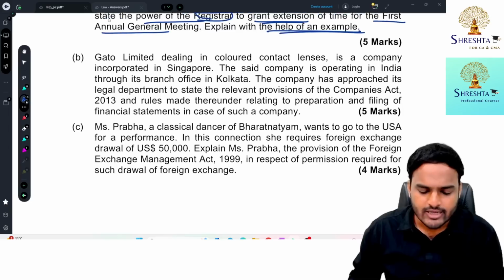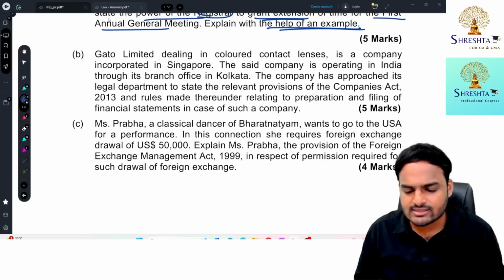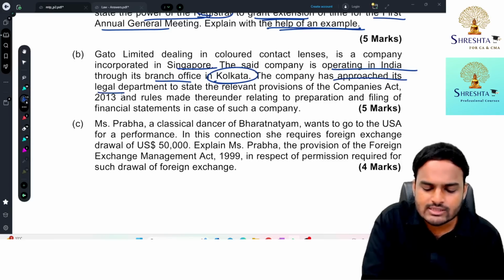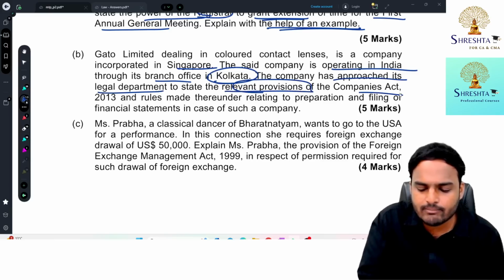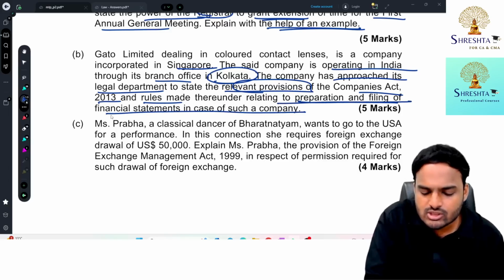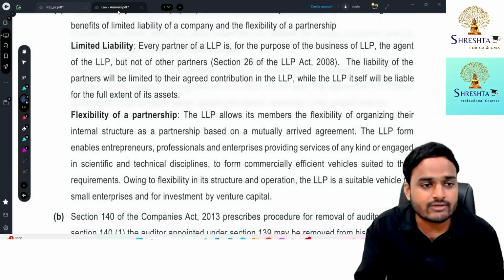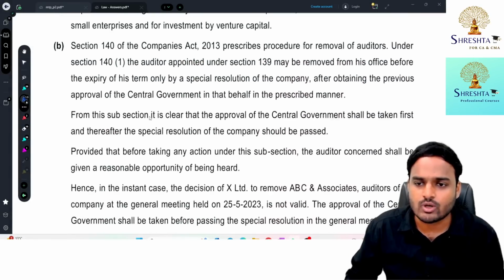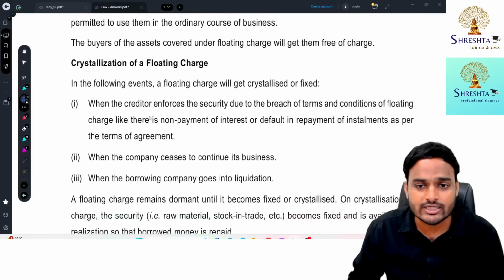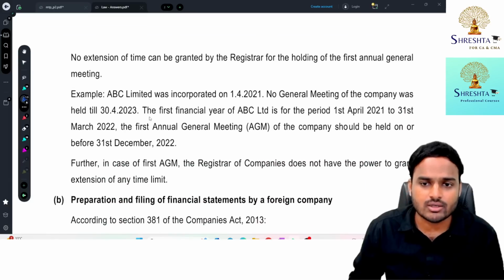Sufficient. Gatto Limited, dealing in colored contact lenses, is a company incorporated in Singapore, a company incorporated outside India. The said company is operating in India through its branch office in Kolkata. The company has approached its legal department to state relevant provisions of the Companies Act 2013 and rules made thereunder relating to preparation and filing of financial statements in case of such a company. So this is also a straight away theory descriptive question. What are the documents a company incorporated outside India has to file with the Registrar?